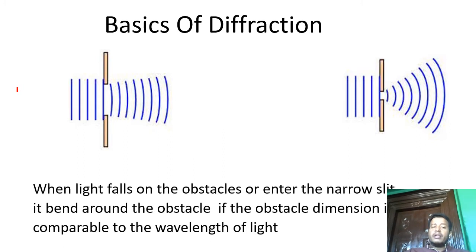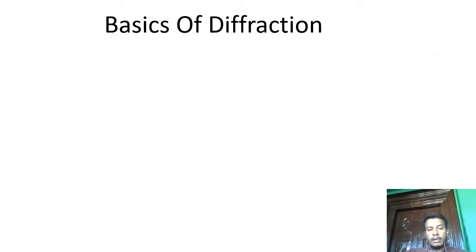From these two figures we can observe that when the slit is very small, the light moving through that slit is bent at the edge of the slit. And what should be the dimensions? They should be comparable with the wavelength of light. Only then will the light bend around its corner. That's why we see light in the dark sides.